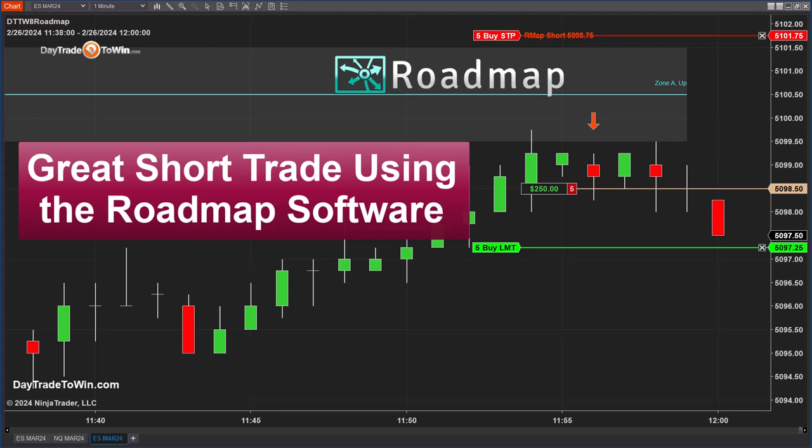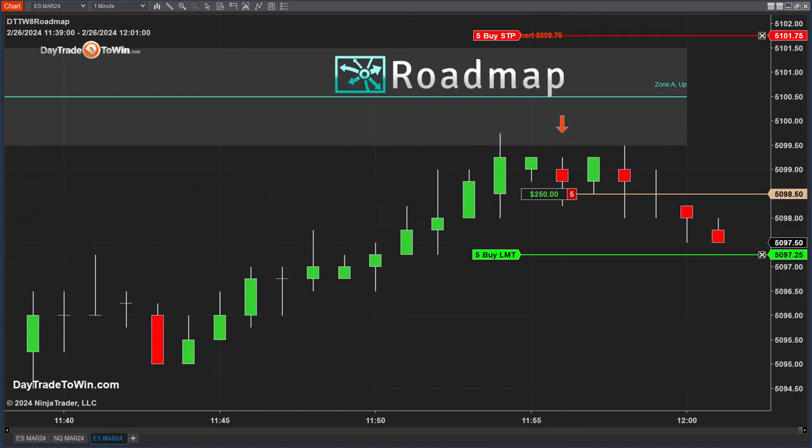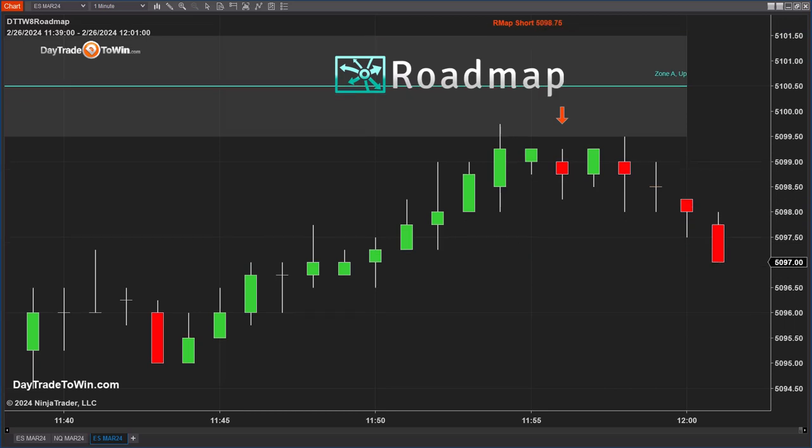Let me add the actual entries and exits through the data series, so you can plot on the chart where the entries and exits are, and you can see exactly where you entered and where you exited.